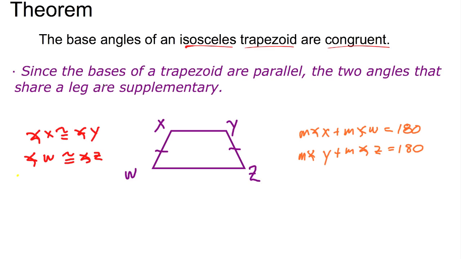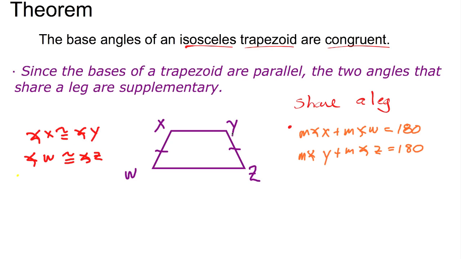Over here in the orange, and that's what I got written here in the purple, since the bases of the trapezoids are parallel, the two angles that share a leg are supplementary, and that's what I got over here. This is the angles that share a leg. These are the angles that share a leg, and they are supplementary because they're same side interior angles. When you have two parallel lines crossed by a transversal, the same side interior angles are supplementary.